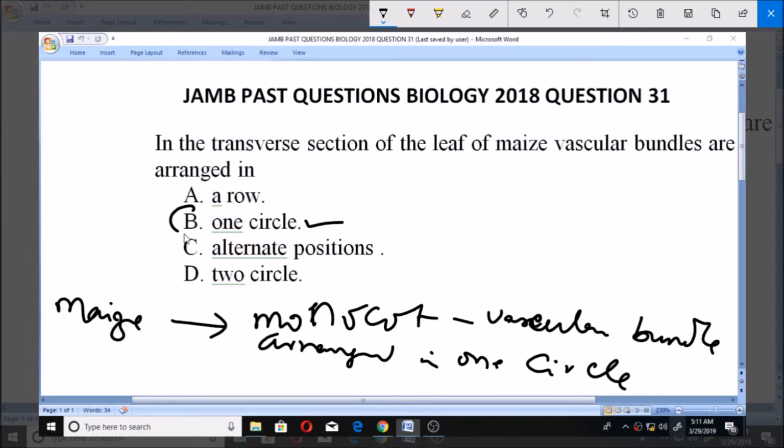So option B is the right answer. This you can see under transport system in plants. If you check the transport system in plants, you'll be able to see this. So the right option is B.